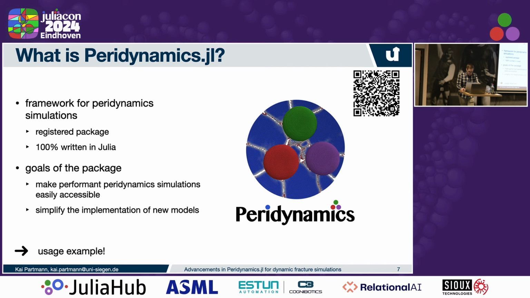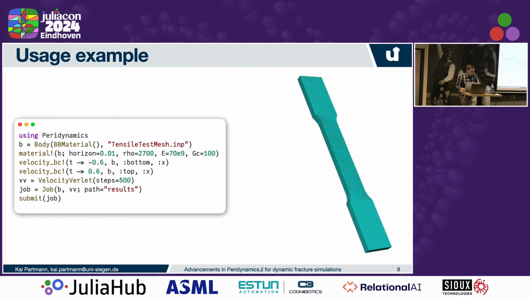I want to show a short usage example. This is a very common example or simulation in mechanical engineering. You have this tensile test specimen, which is subjected to tension at the bottom and the top. You can use just these lines of code for a simulation with our package. Here, you first construct a body, and then on this body, you specify the material formulation. Currently, 4 formulations are available in our package.